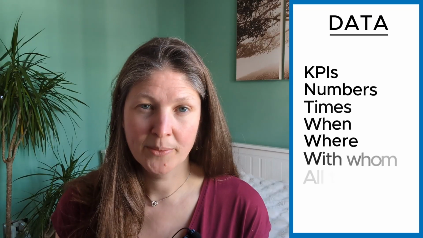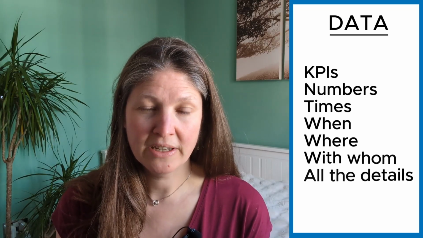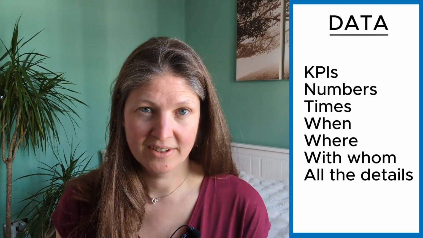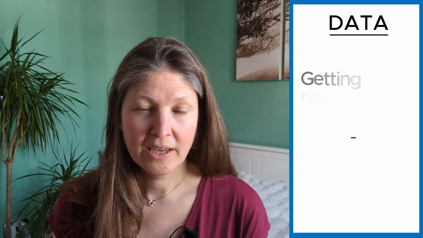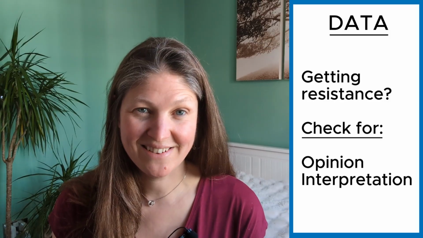In the Insights model, we start with data. This sits in the cool blue zone of the model, and it's all about making sure you've got your facts straight. What KPIs have you got? What numbers have you got? How many times? When? Where? With whom? It's all the details that are not up for discussion or dispute. If you are getting some resistance in your feedback and it's around the data, then you need to be sure that you're not confusing data with opinion or interpretation of data.